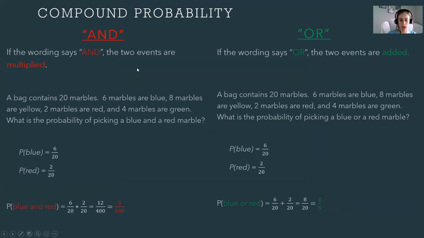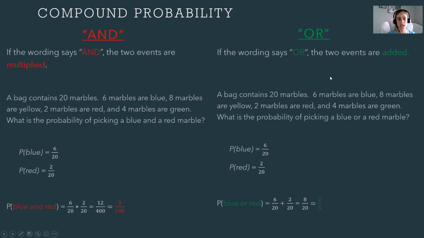An AND compound event, like we see here in red on the left, is when you are having two events together. So if we think about a bag of marbles and we are pulling out two marbles and I want to know what the chances are of picking one blue and one red, I'm going to multiply the two probabilities together to get my compound probability of the chances of picking both a blue and a red.